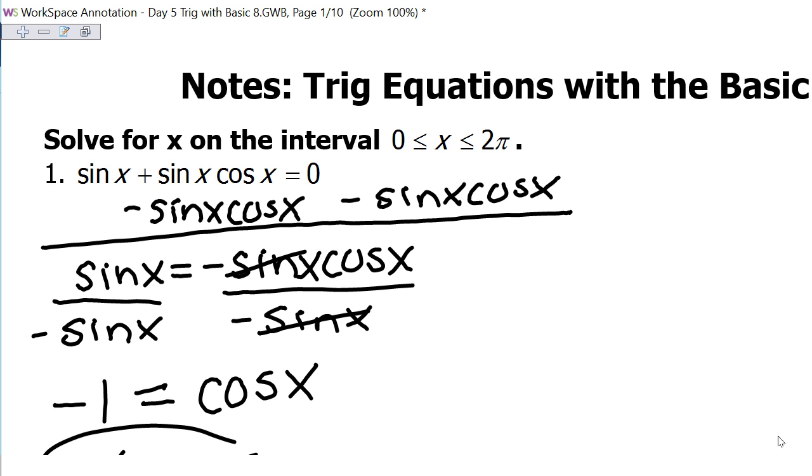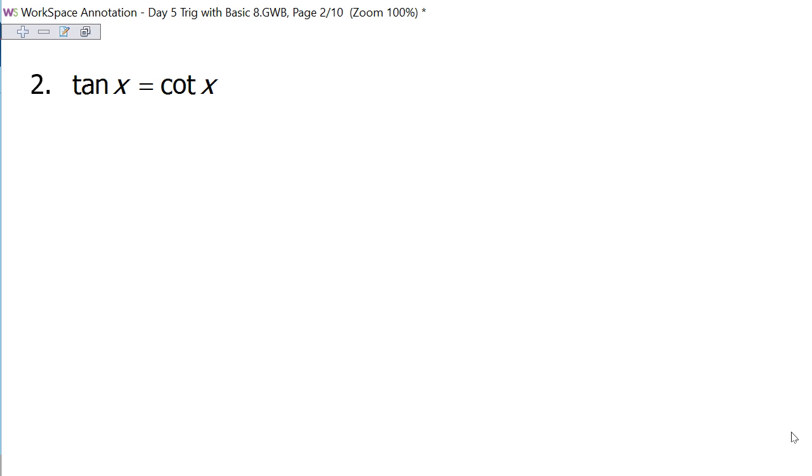Next one, number 2. We have tangent of x is equal to cotangent of x. Now we don't like this one because it's two different trigs. So if it's two different trigs, we try to get them on opposite sides, but that's already done. So another thing we could do is use an identity. So instead of tangent, what can I change that to? Sine over cosine. So instead of tangent of x, this would be sine of x over cosine of x.